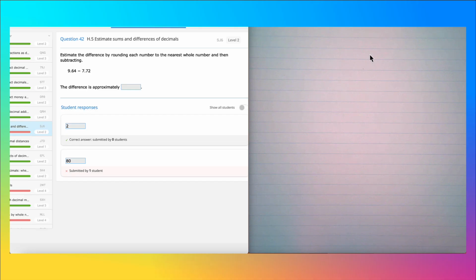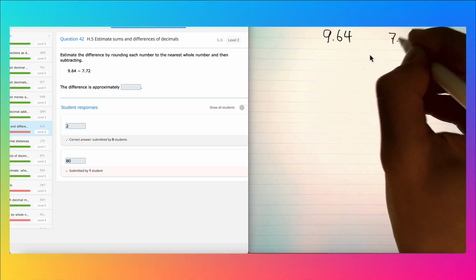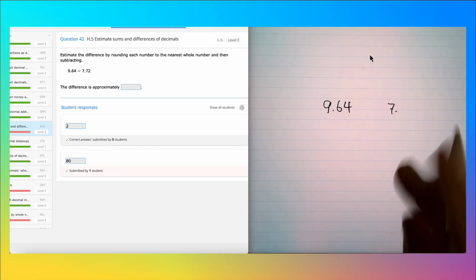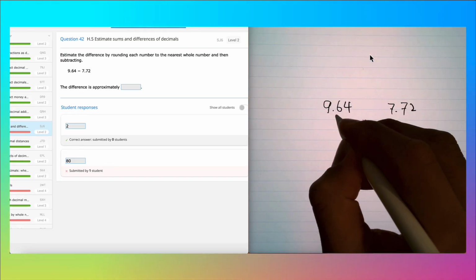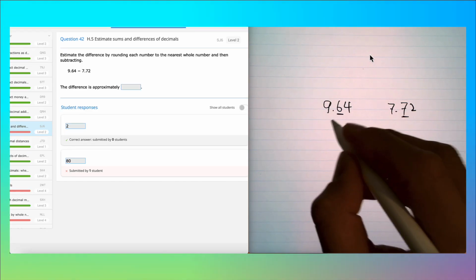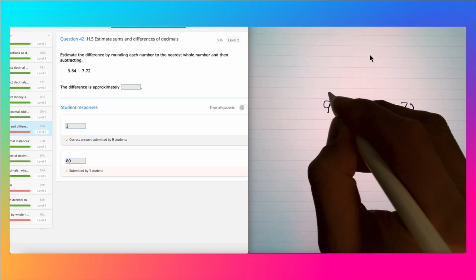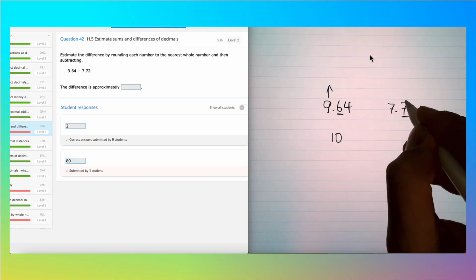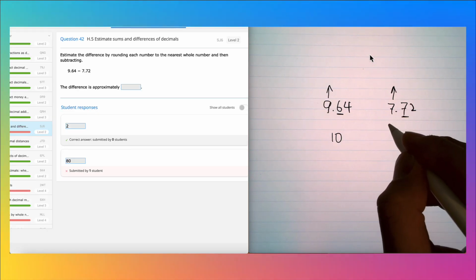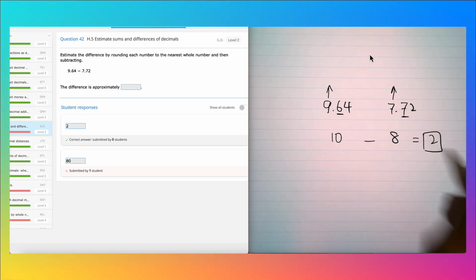Okay, next one, we have an estimation. Estimate the difference by rounding each number to the nearest whole number and then subtracting. So 9.64 and 7.72. They said round to the nearest whole number, so we have to pay attention to the tenths digit. The tenths digit of 9.64 is 5 or higher, so we round it up to 10. 7.72 is again higher than or equal to 5, therefore we round to 8. So 10 minus 8 will give you 2, and there's your answer.